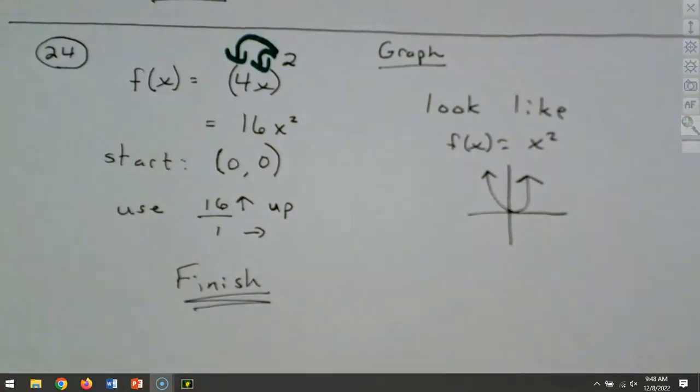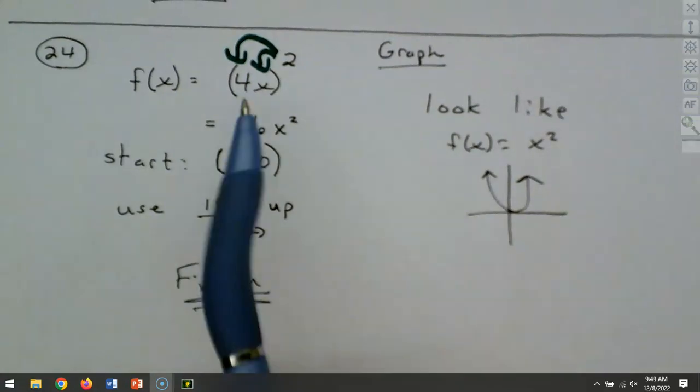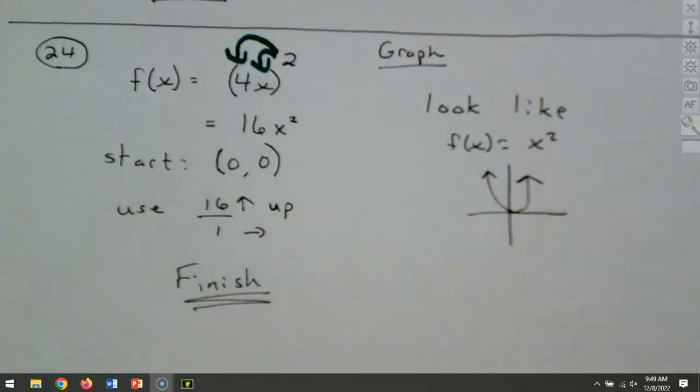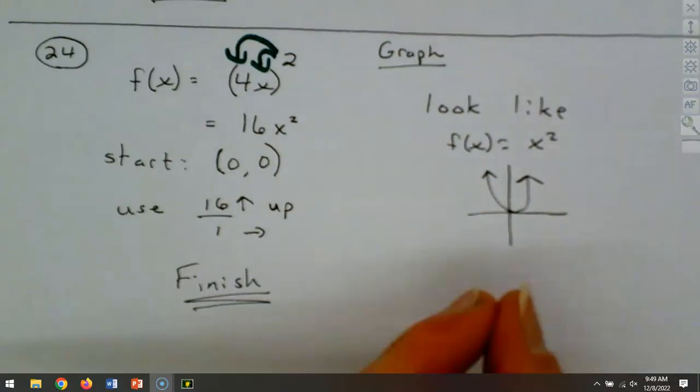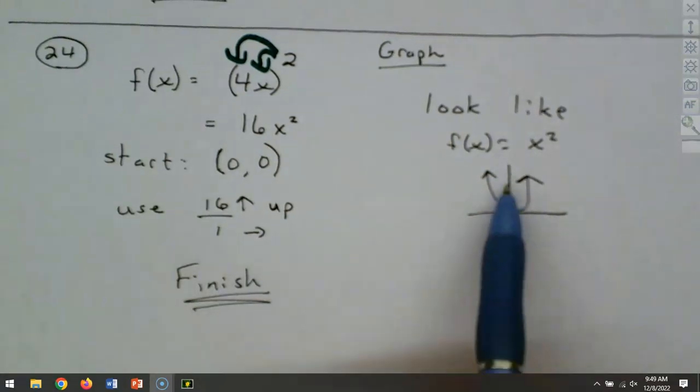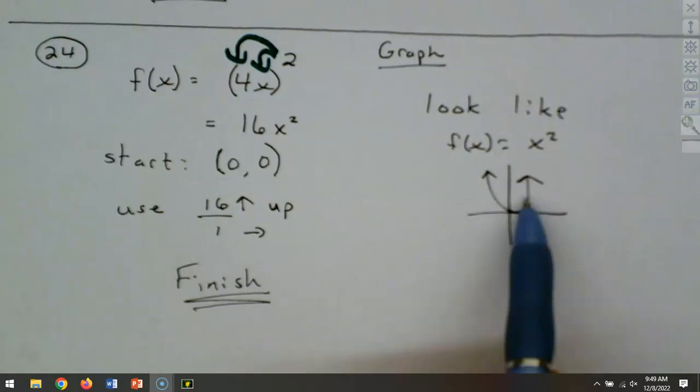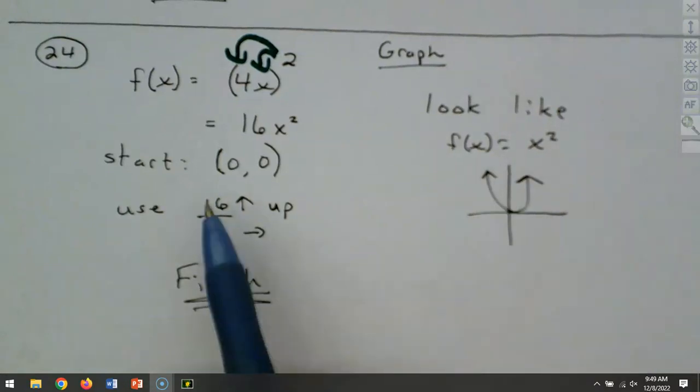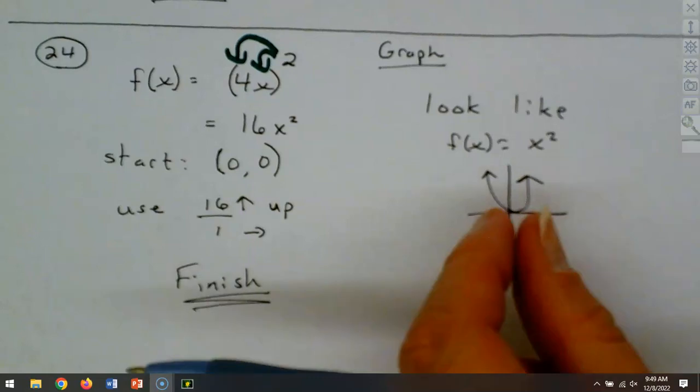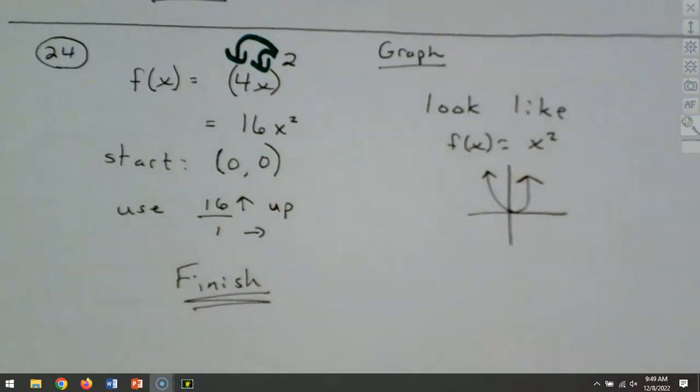But where do students make a mistake at? They forget to square the 4. And they say you go up 4 and over 1. And then it's too wide. This is going to be a very, very narrow graph. It's going to be really, really tight there. Okay, because you're going to go up 16 and over 1. And it's going to look like a U. Why does it look like a U? Because it is squared, right?